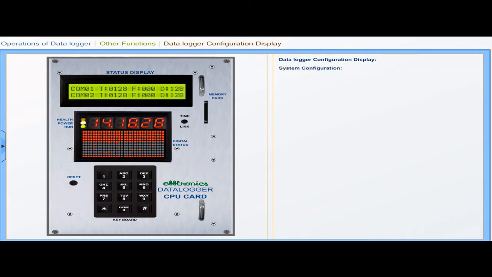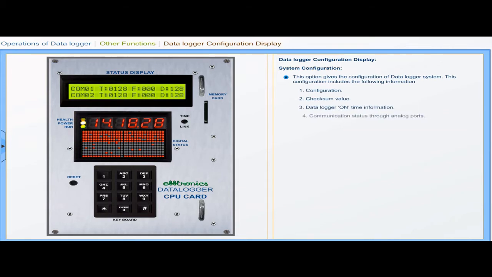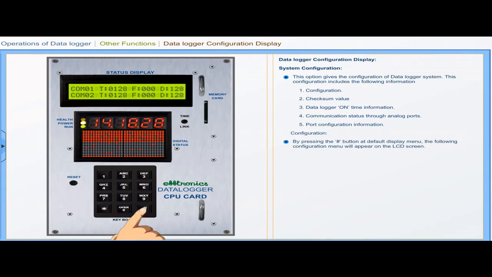Data logger configuration display. System configuration. This option gives the configuration of the data logger system. This configuration includes the following information: configuration, checksum value, data logger on-time information, communication status through analog ports, and port configuration information. By pressing the hash button at the default display menu, the following configuration menu will appear on the LCD screen.